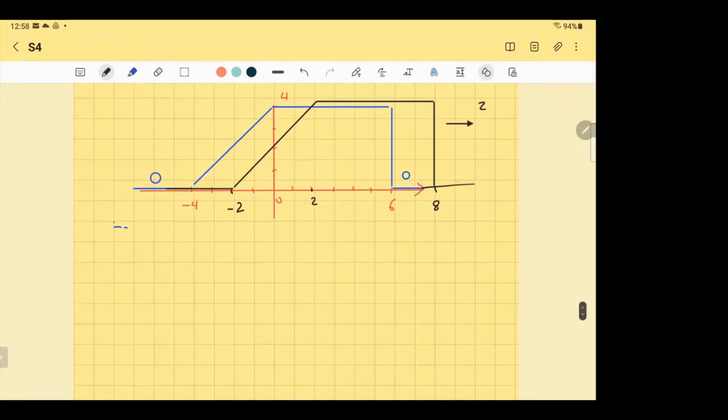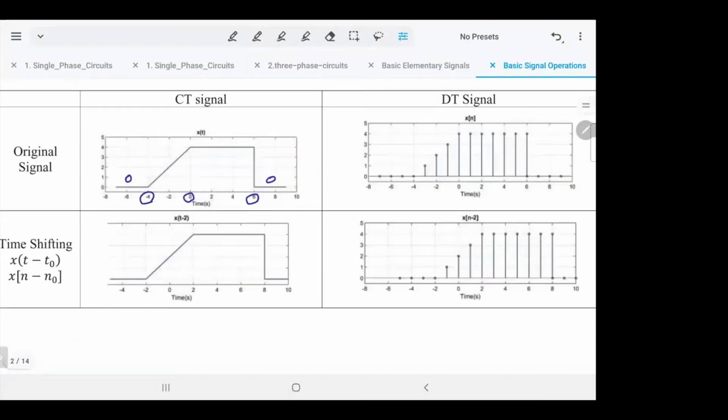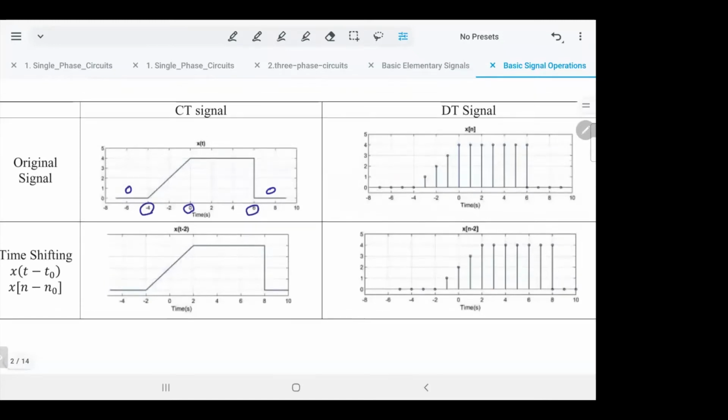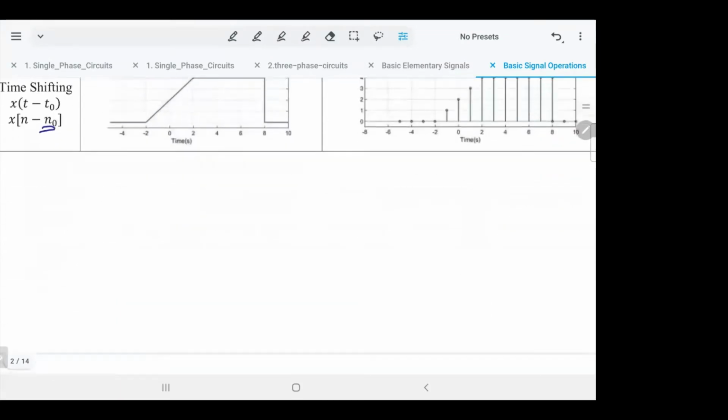Okay, let's go to the second operation. So that's time shifting, and the same thing applies for the discrete time signal. If you look at the same signal, it's sketched in the same way, and you make the shift by n this time. So -4 was 0. If you move it to the right by 2, everything moves like n minus 2. So instead of time, it will be n. That's all. It's the same.